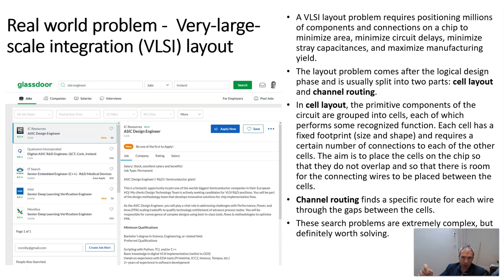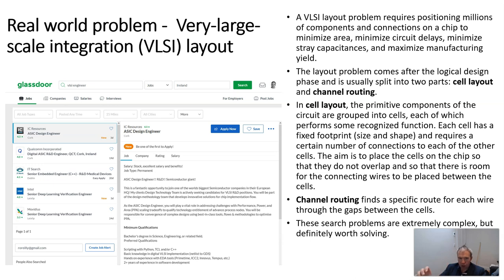So in cell layout, the primitive components of the circuit are grouped into cells, each of which performs some recognized function. Each cell has a fixed footprint, so a size and a shape, and requires a certain number of connections to each of the other cells. The aim is to place the cells on the chip so they do not overlap, and so there's room for the connecting wires to be placed between the cells. Then channel routing is used to find a specific route for each wire through the gaps between the cells.